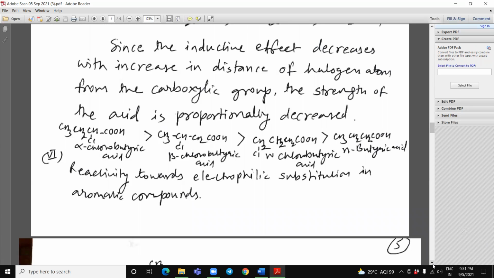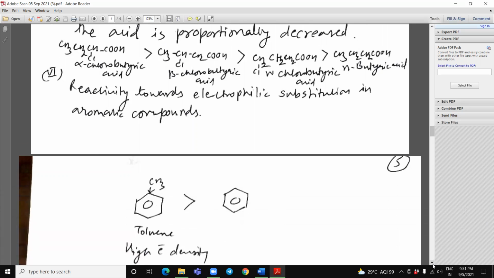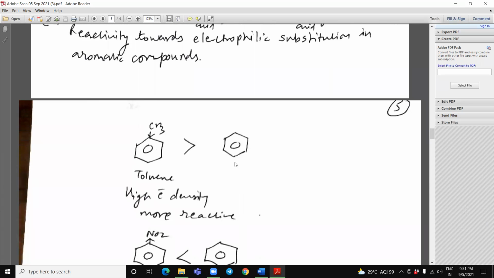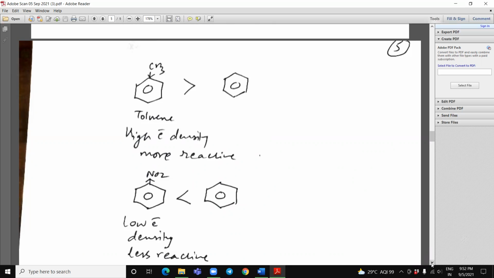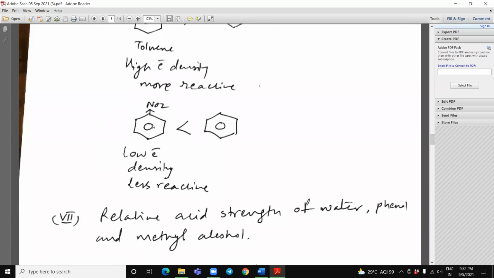Reactivity towards electrophilic substitution in aromatic compounds. See here, toluene has high electron density, so it is more reactive compared to benzene. Toluene is more reactive compared to benzene because it has a methyl group, so it will give electrons to the benzene ring. Whereas if a nitro group is attached, it will withdraw electrons from the benzene ring, so electron density is less, and it is less reactive compared to benzene.